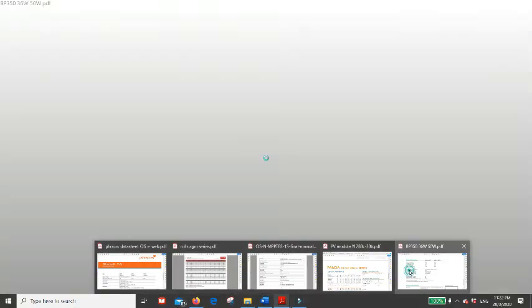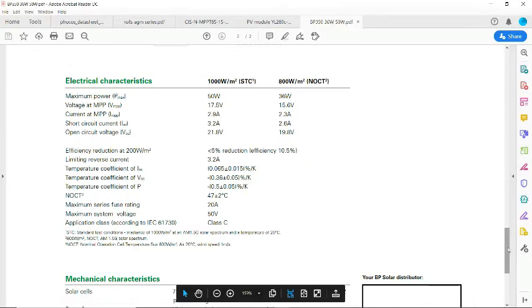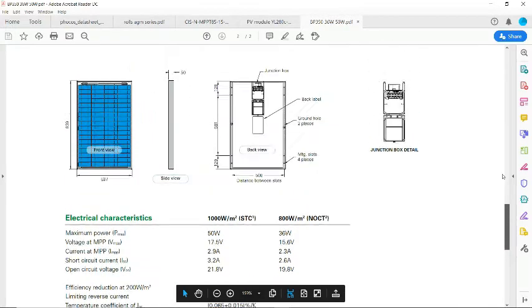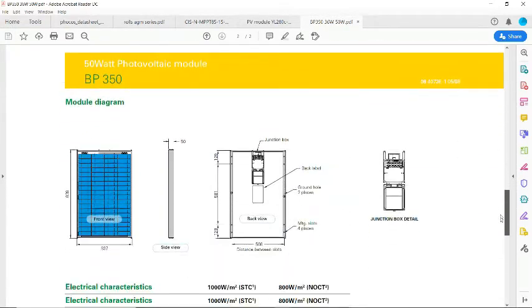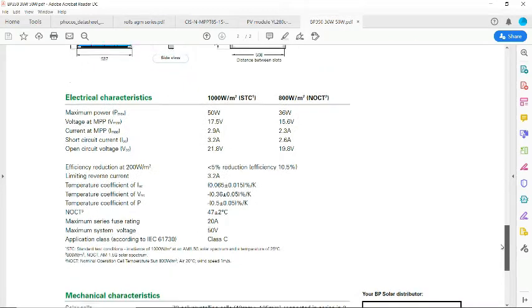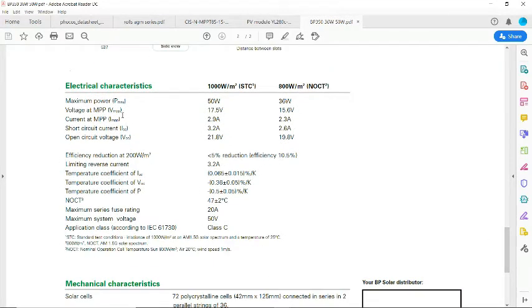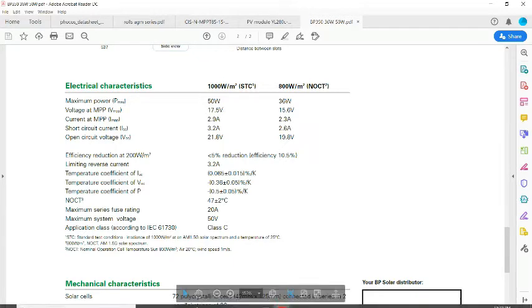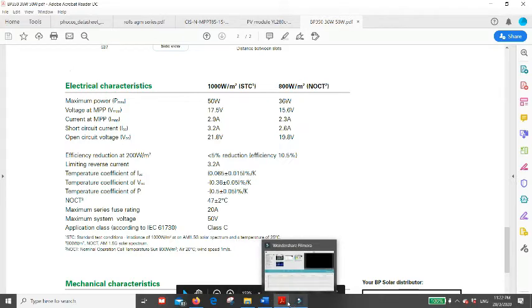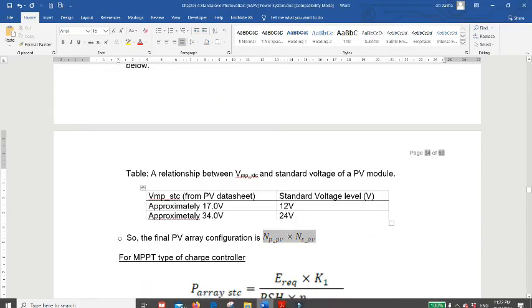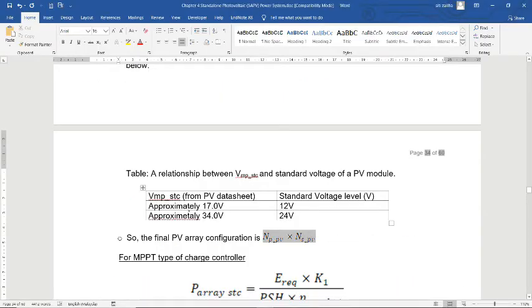Another one is from BP Solar. Is it BP? BP Solar. So for this one, VMP STC is 17.5 volt. So you choose 12 volt, which is approximately to 17 volt.